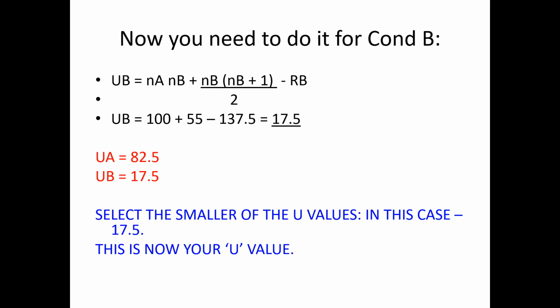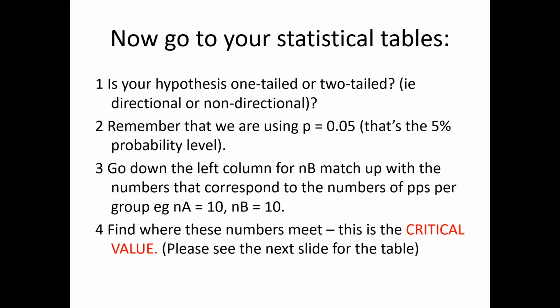As I say, if you end up with a minus number here, go back, you've done something wrong. You select the smaller of these two values. Which one is lower? Well, you don't need a degree in maths to know that 17.5 is lower than 82.5. So UB becomes simply our U value. And you're now thinking, great, that's it, finished. No, it's not. There's still more.